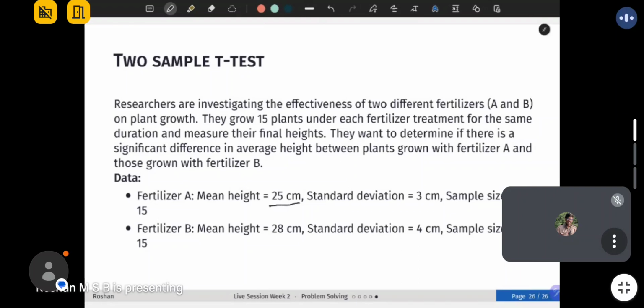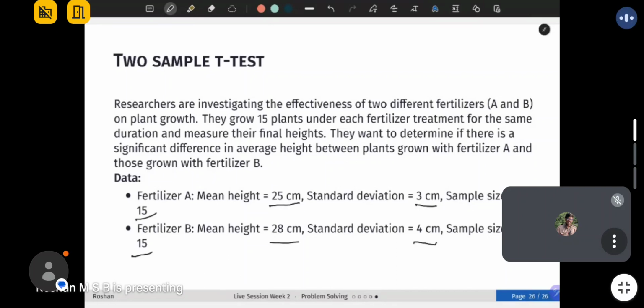Using fertilizer A, my mean height is 25 centimeters, standard deviation is 3 centimeters, and sample size is 15. And when using fertilizer B, my mean height is 28 centimeters, standard deviation is 4 centimeters, sample size is 15. So this is a two sample t test.